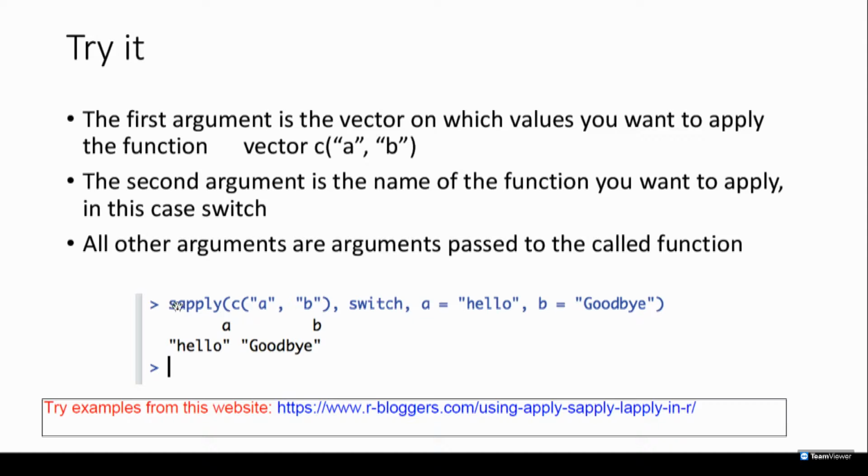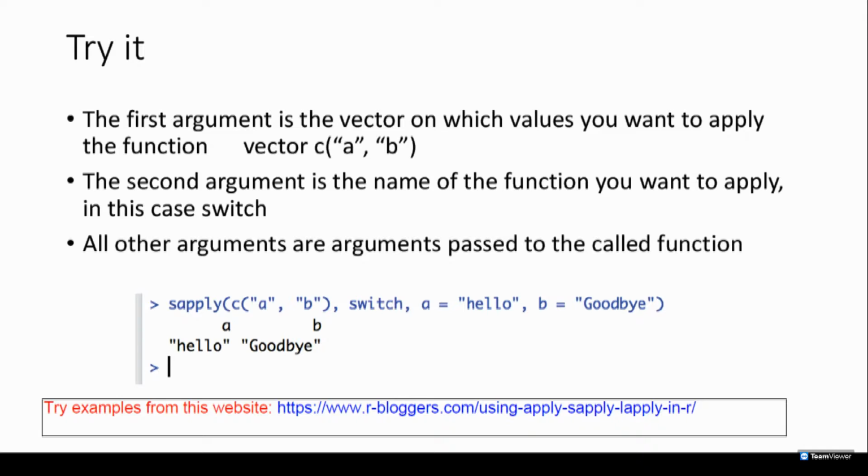But in sapply, we just give it the bare function name. Remember, we are not giving the full syntax of switch. We are just giving the bare word of this function, which means we are asking sapply to run this function on this vector. Depending on what the values are, if it's A, you pick hello, and if it's B, you pick goodbye. And if you give it a default value and the vector value is not A or B, then it picks that default value. So let's just try this one example.